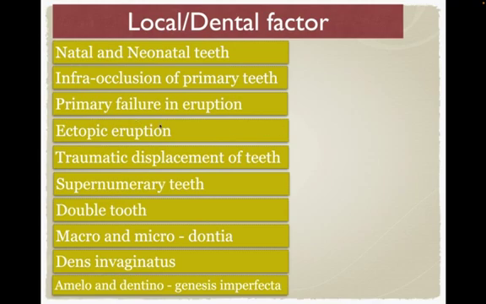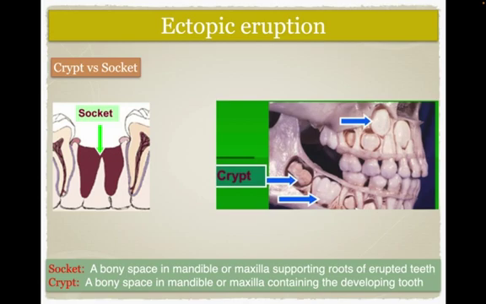So now we reach the ectopic eruption. We discussed natal and neonatal teeth, infra-occlusal primary teeth, primary failure of eruption, and now we're going to cover the ectopic eruption. Now there are certain terminologies that we need to know. The first one is the socket and the crypt, the difference between them. The socket is the bony space within the maxilla or mandible that supports the root of an erupted tooth, while the crypt is the bony space in the mandible or the maxilla containing the developing tooth. So this one is an erupted tooth. This one we call crypt, while this one we call socket, supporting the erupted tooth.